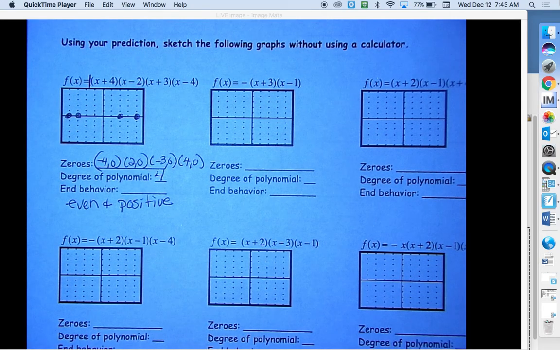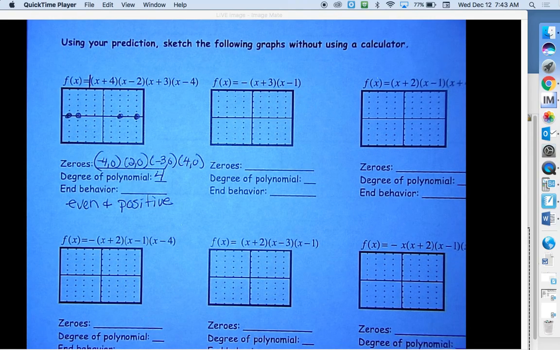The one right next to it has a negative sign in front. That's how you'd know it would be negative versus being positive. So when it's even and positive, can anybody describe the end behavior? Holly? Say it again? W. Yeah, it kind of looks like a W. So meaning you would say the left goes up and the right goes up.